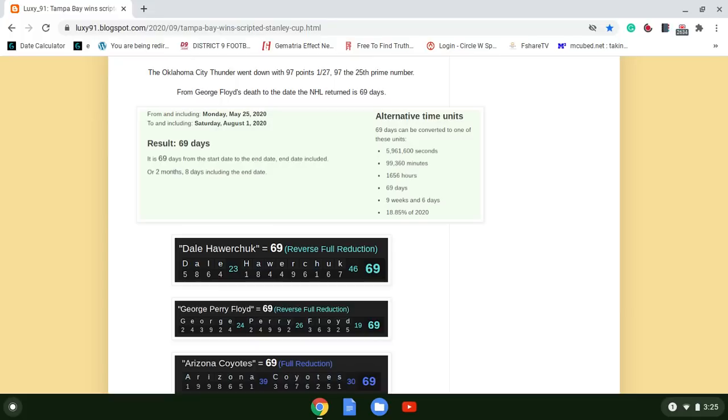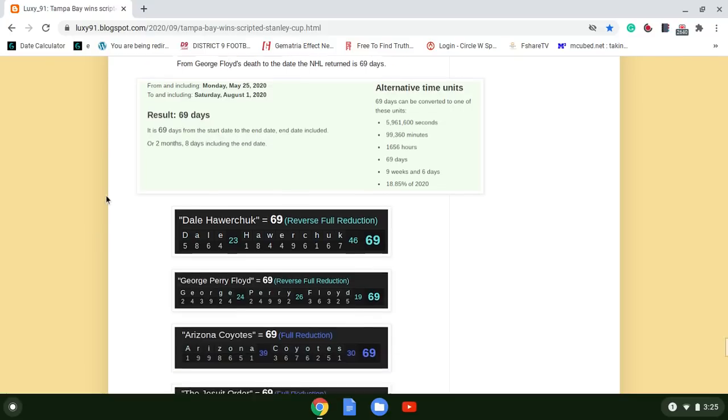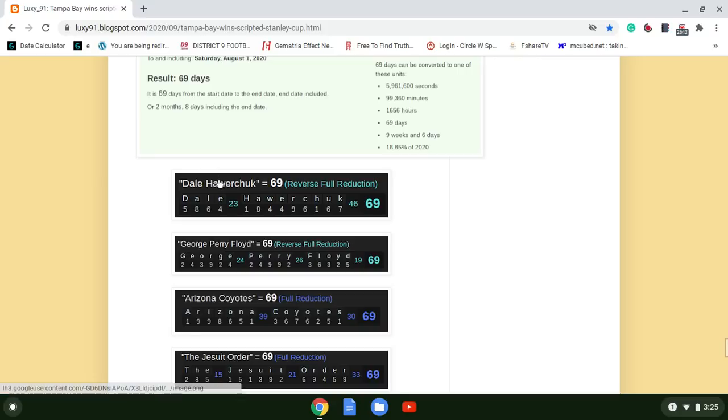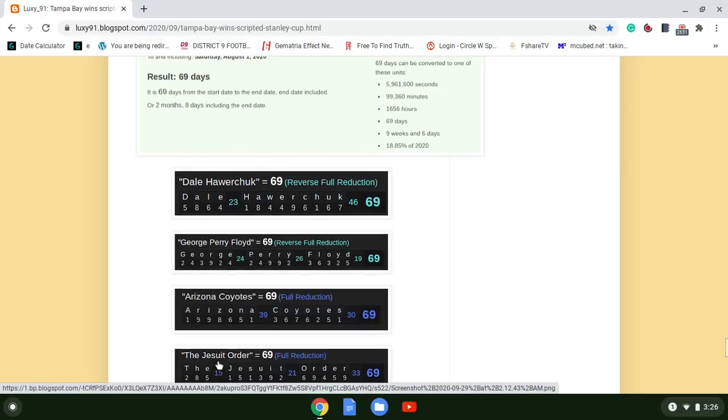So, George Floyd, dead May 25th. From his death to August 1st is 69 days. Like how Dale Hawerchuk is 69. George Perry Floyd is 69. Arizona Coyotes is 69. We're going to get to that. The Jesuit Order is also 69.